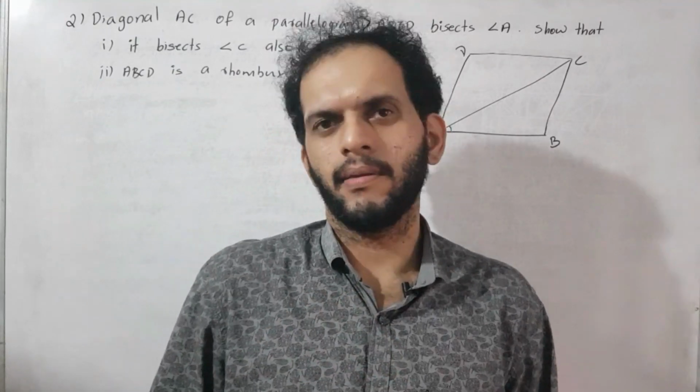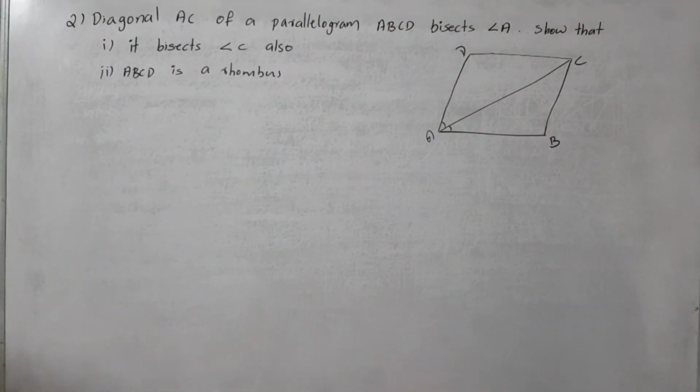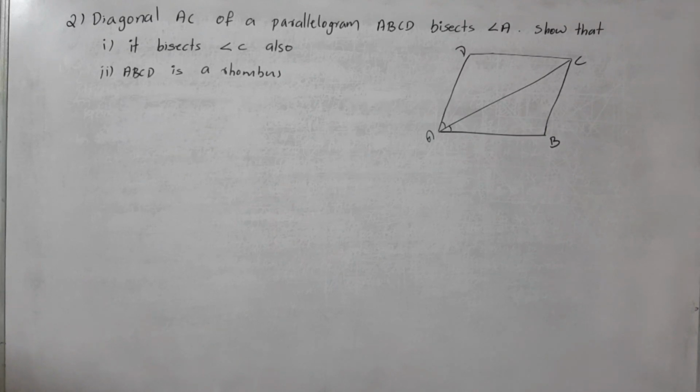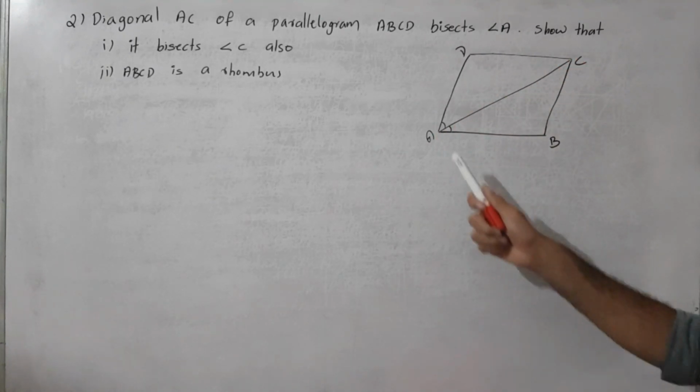The next question is like this. Diagonal AC of a parallelogram ABCD bisect angle A. Show that it bisect angle C also. And second one, ABCD is a rhombus. Okay. Then what is given? The diagonal AC of this parallelogram divide angle A.